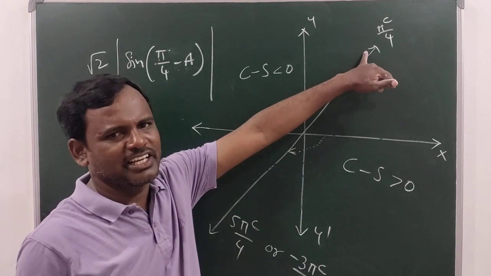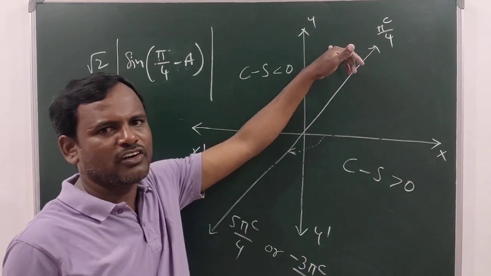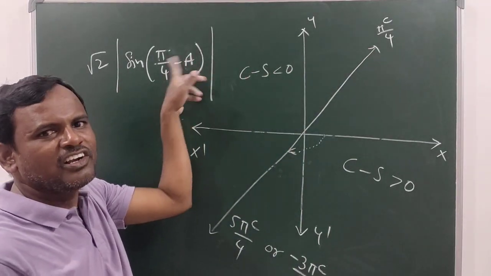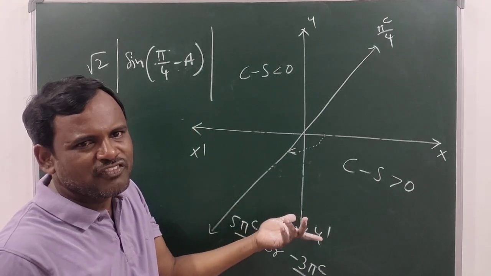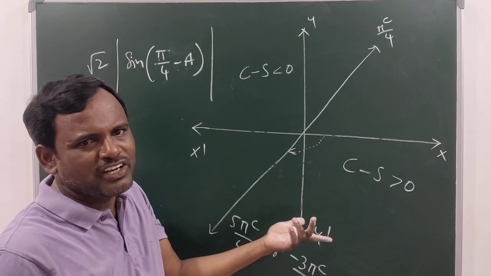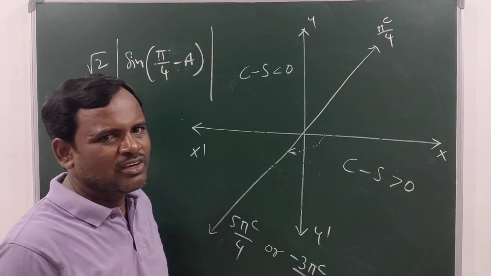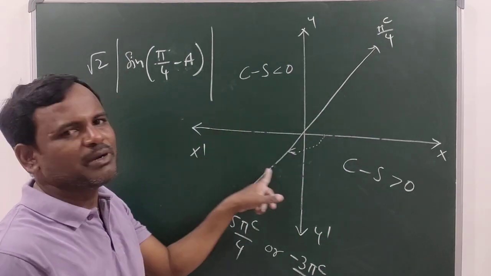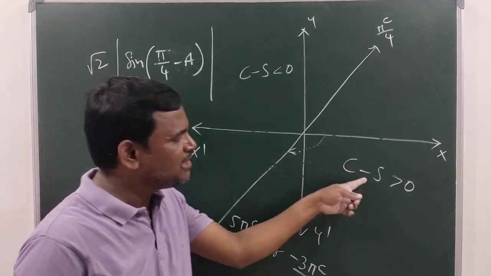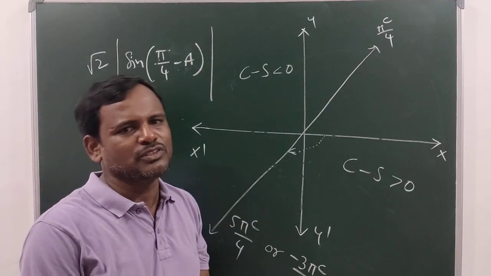So take here 60 degrees. 60 degrees is more than 45, no? Right here, 45 minus 60, minus 15. So sine of minus 15 is minus sine 15. So that result is negative, no? Hence, this side C minus S is negative. This side C minus S is positive.